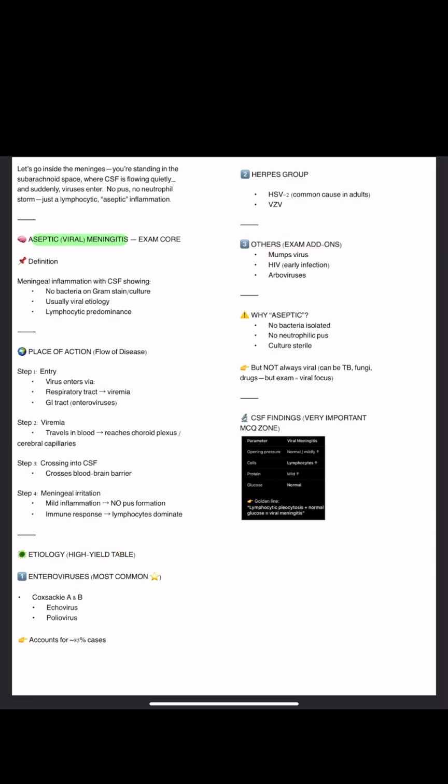Enteroviruses include Coxsackie A and B viruses, echovirus, and poliovirus. They account for 85% of cases of aseptic viral meningitis. Herpes viruses, herpes simplex virus and varicella zoster virus. HSV-2 is a common cause in adults. Mumps, early HIV infection, and arboviruses can also cause meningitis.